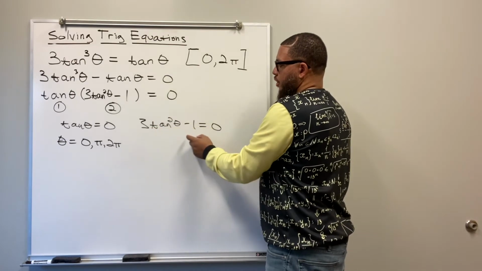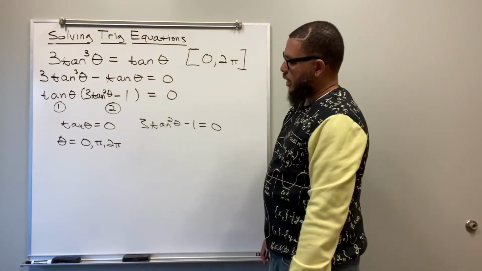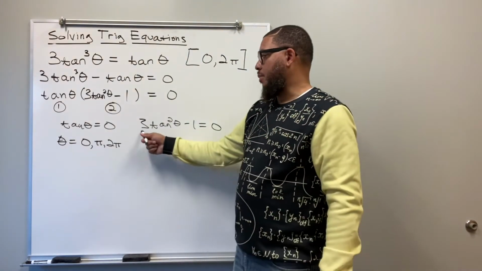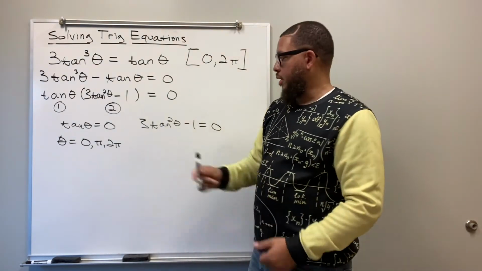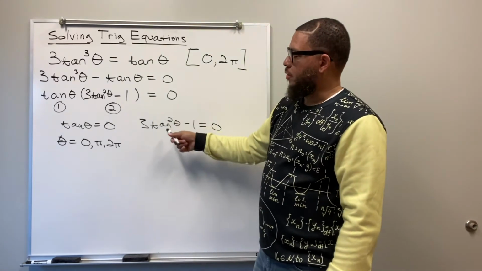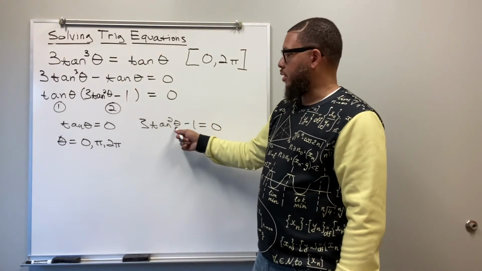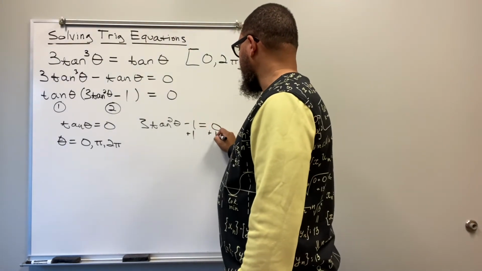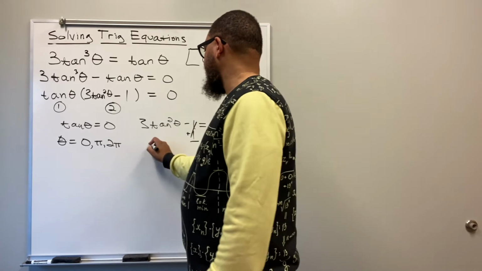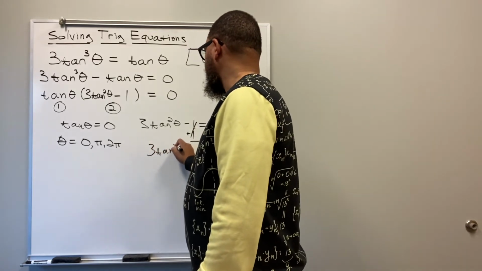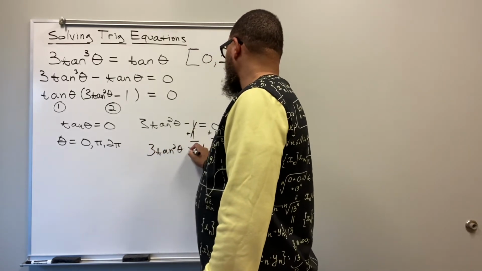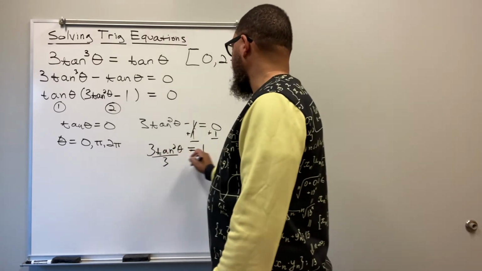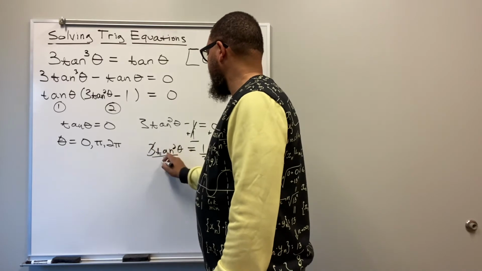3 tangent squared of theta minus 1 is equal to 0. So the first thing I would do is get rid of the -1. After I get rid of the -1, I would get rid of the 3. After I get rid of the 3, I would get rid of the exponent. After I get rid of the exponent, then I would get rid of tangent, leaving me with theta by itself. So I'm going to do +1 on the left, +1 on the right. They cancel out. Then I got 3 tangent squared of theta is equal to 1. And then I'm going to get rid of the 3, divide by 3 on the left, divide by 3 on the right.